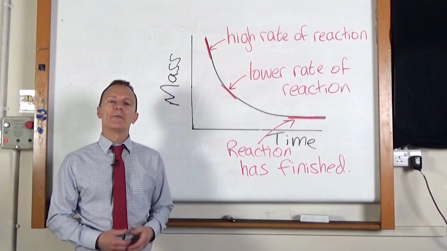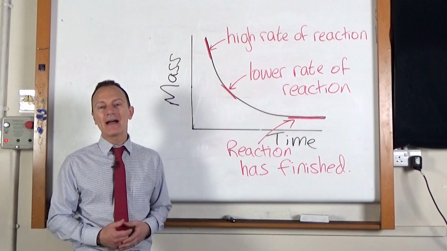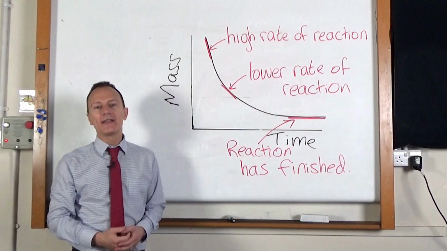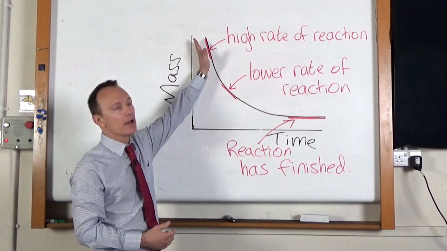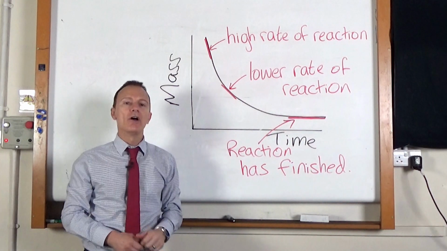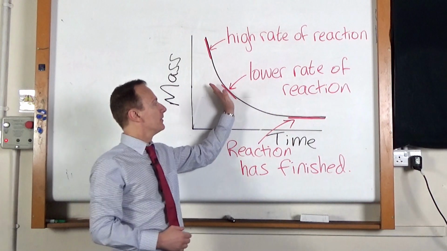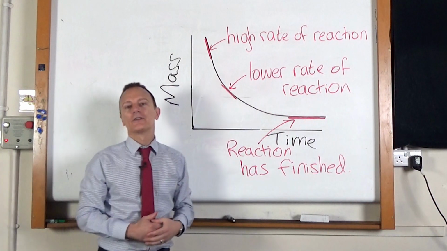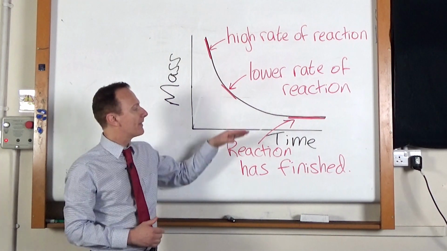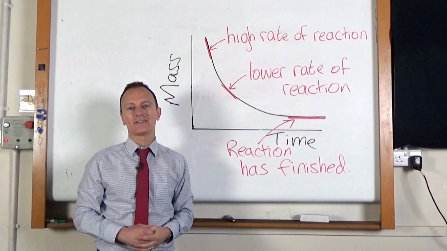If instead we carried out the reaction on top of a balance and looked at the changes in mass, we would get a graph something like this. And once again, we'd find that at the start, the gradient is steep, and that means it's a high rate of reaction, or the reaction is going fast at the start. Partway through the reaction, the gradient isn't as steep, so it's a lower rate of reaction, or the reaction is slowing down. And then eventually, the graph would level off when the reaction has finished.